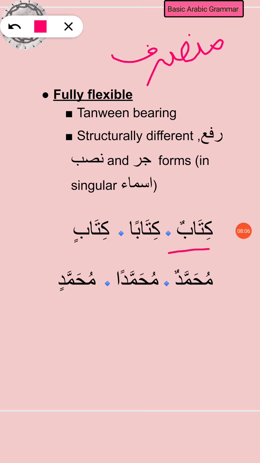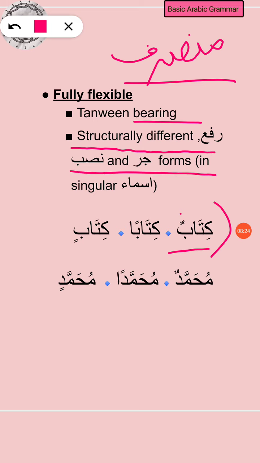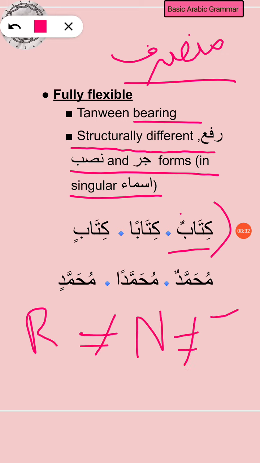So kitabun, tanween bearing, again. Kitabun, kitabun, kitabun. All of these, since they bear tanween, are in the munsarif group. So tanween bearing, number one. Secondly, structurally different rafa, nasab, and jar forms in singular asma. So rafa form is not equal to nasab form, which is not equal to jar form. This is rafa, this is nasab, and this is jar. All of these are different.